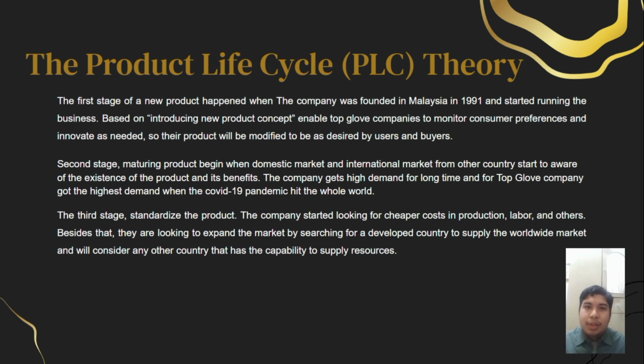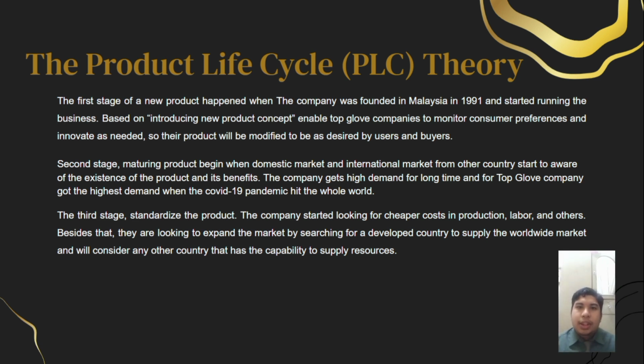Second stage, maturing product, begins when the domestic market and international markets in other countries start to become aware of the existence of the product and its benefits. A large share of total product sales allows the company to constantly innovate and therefore introduce production facilities to fulfill consumer demand in the particular country, resulting in the product generating sales.